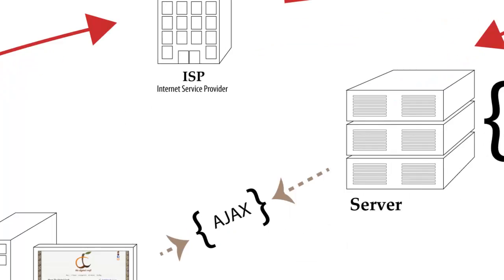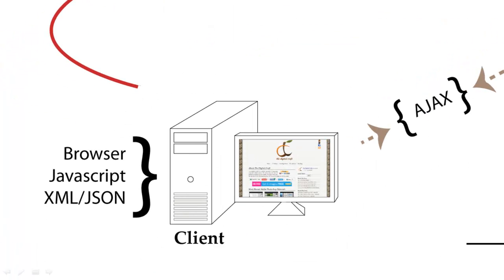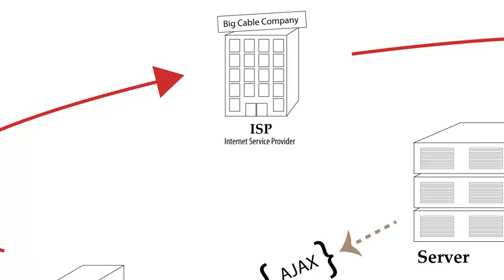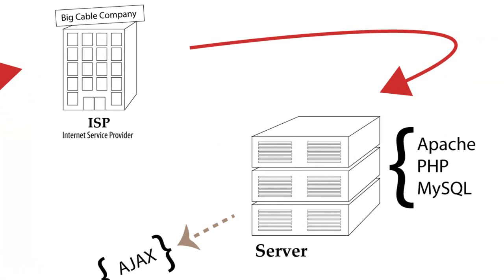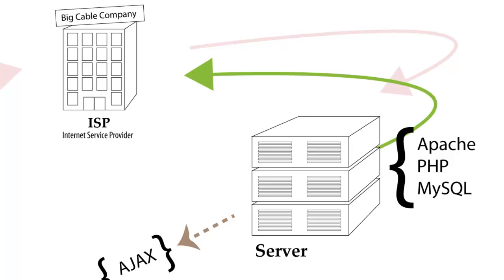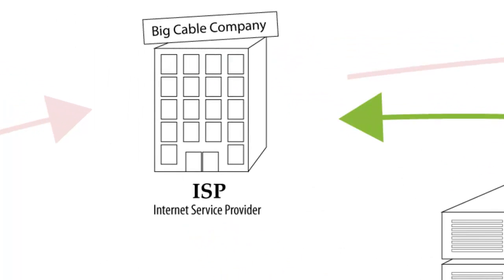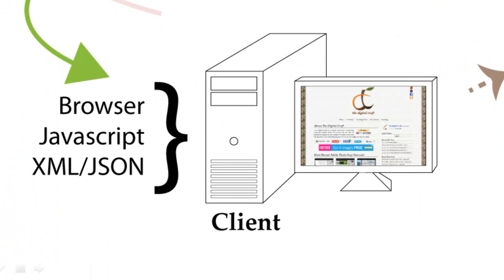So say that they are using PHP. The client hits go in their browser, hits the ISP. The ISP connects you to the internet, which then connects you to the server, the YouTube server, and it's going to pull the data using PHP, MySQL, however they have it set up. And then it's going to send back the data through to your ISP and then back to your computer, where the browser is going to handle JavaScript, XML, and JSON.